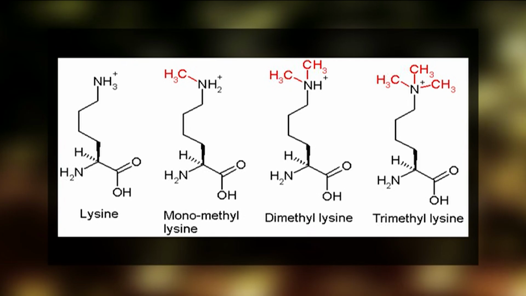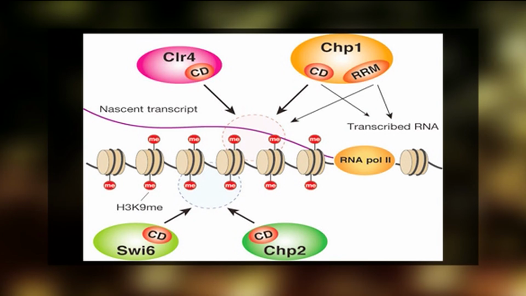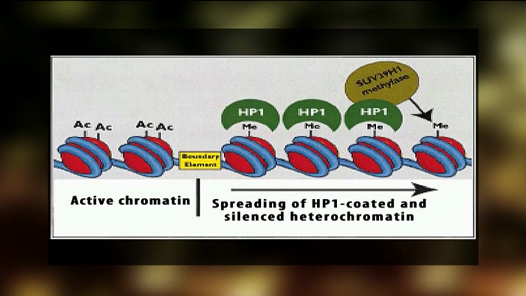It becomes capable of binding with high affinity to proteins that contain a particular domain called a chromodomain. The human genome contains at least 30 proteins with chromodomains, the best studied of which is heterochromatin protein 1, that is, HP1. Acetylation of lysines on both histones H3 and H4 is closely correlated with transcriptional activation.